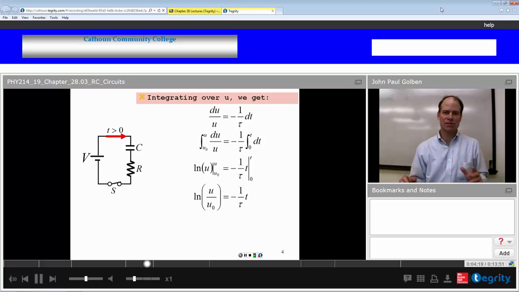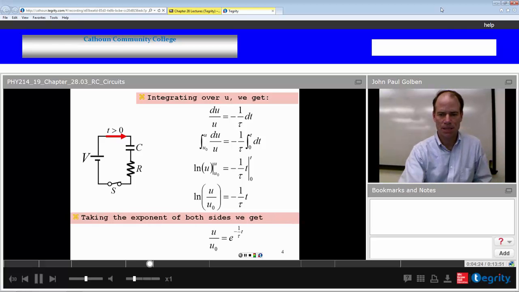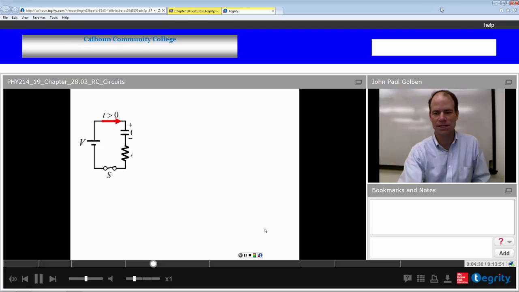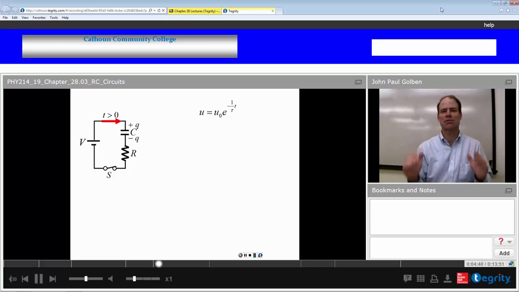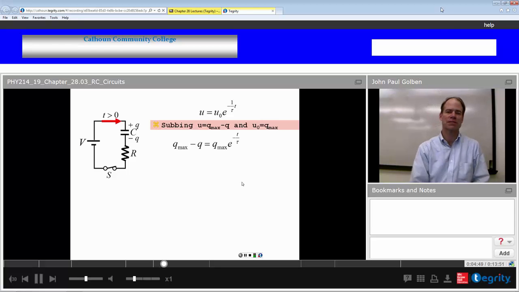I want to get rid of the natural log, so I'm going to set both sides of the equals to the exponential. And so I have U over U naught is equal to the exponential of negative 1 over tau times t, or U is equal to U naught e to the negative t over tau. Alright, so I'm going to substitute back in for my variable. U is equal to Q max minus Q, and U naught is equal to just Q max. So we have Q max minus Q equals Q max e to the negative t over tau.